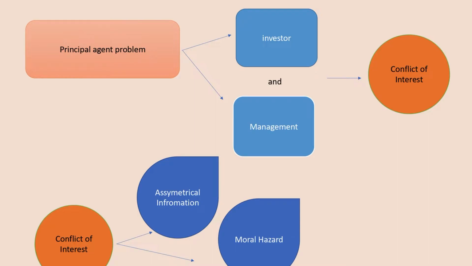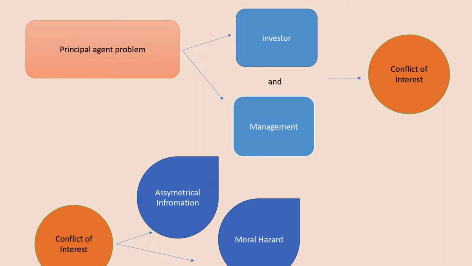Asymmetrical information is information that is not quite balanced. Therefore, the management knows more about the company because they run it day to day. Shareholders know less, or have only limited information about the company. Second is moral hazard. Moral hazard is the tendency to get the benefit for themselves. So the consequences of asymmetric information and moral hazard are that management tends to report only good things, so the shareholder thinks the management does a good job.